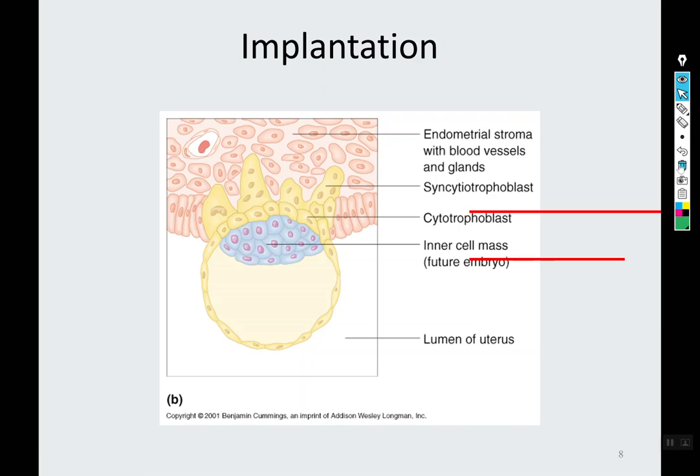The side of the trophoblast that is invaginating into the wall is called the cytotrophoblast. That's the one that's going to move inward. And the finger-like projections of that that are going to begin invading the endometrial stroma are called the syncytiotrophoblasts. You can think of those as the rootlets. So it begins to invade and move on in.